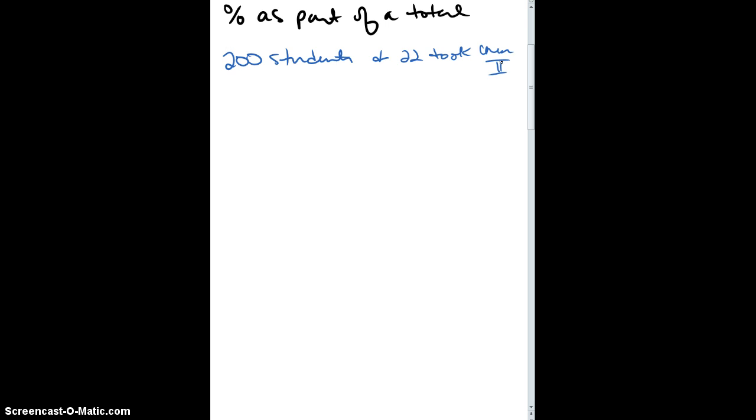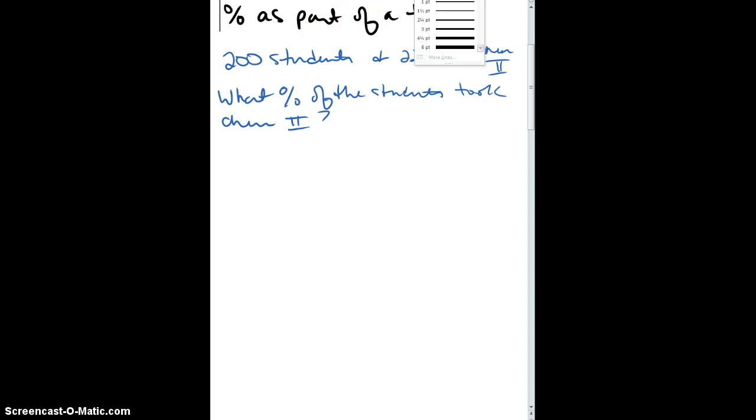And so I want to know, like the question might say, what percent of the students took Chem 2, right? So there's a couple ways to do this. You can think, again, it's looking at part of a total. All right, so one way to do this is to just think of the part out of the total.